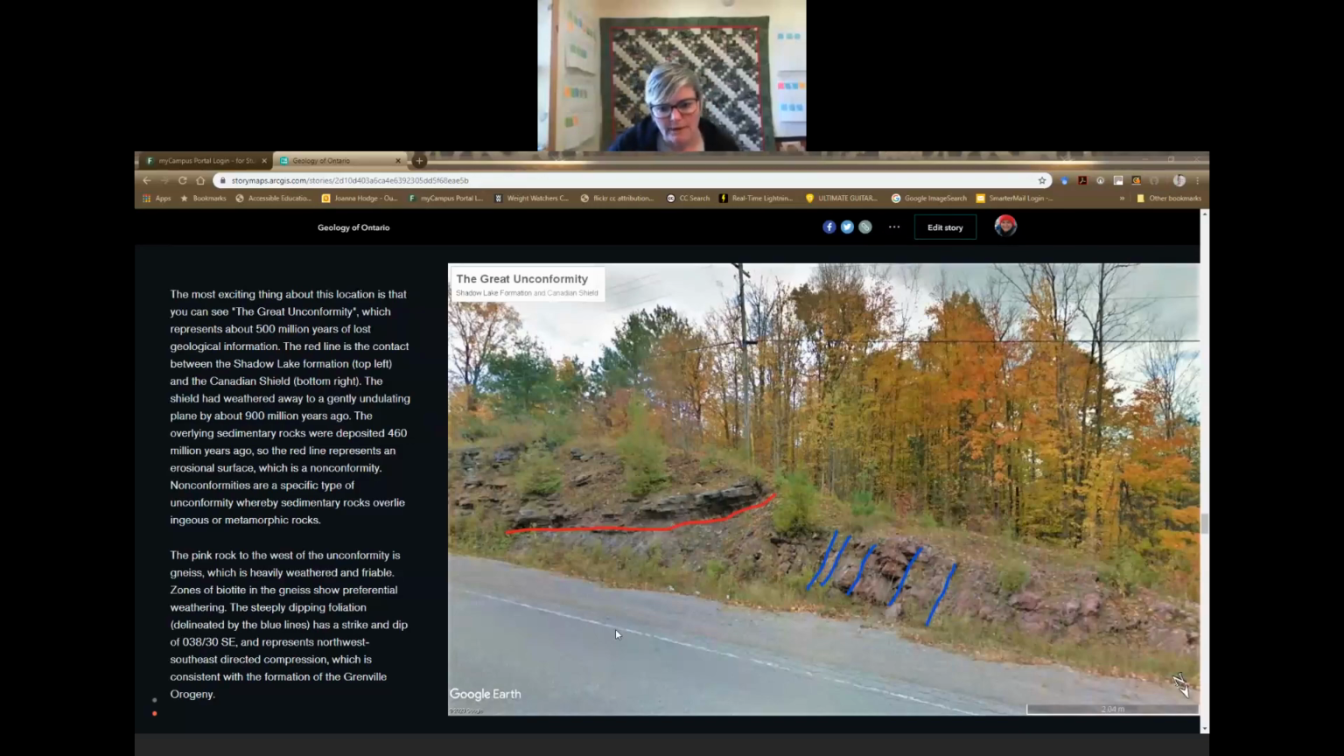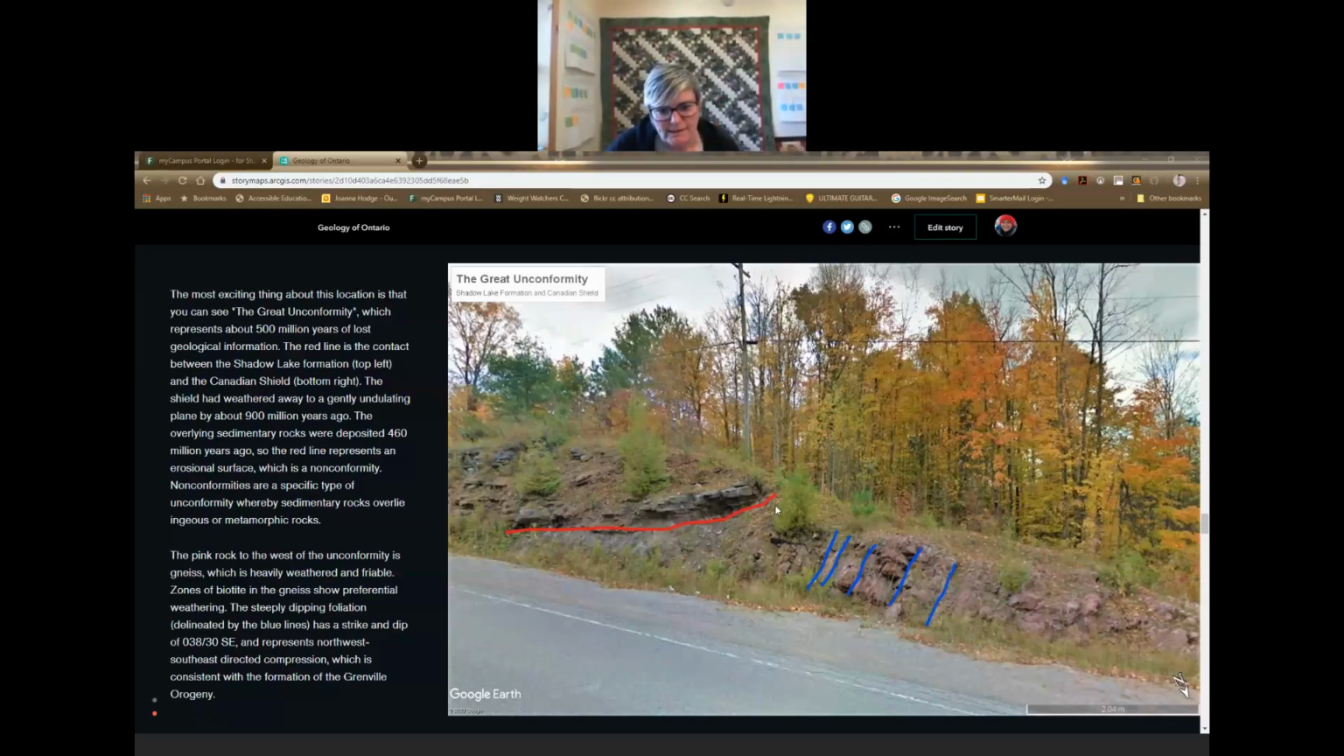So to the right of this red line here, we have got Canadian Shield material. And what we're looking at here in this area with the blue lines is steeply dipping, very strongly foliated gneiss. We could measure a strike and dip off of that. We could measure a foliation. And essentially what we're seeing here is a fabric in the rock that represents northwest-southeast directed compression. And that's consistent with the formation of the Grenville orogeny.